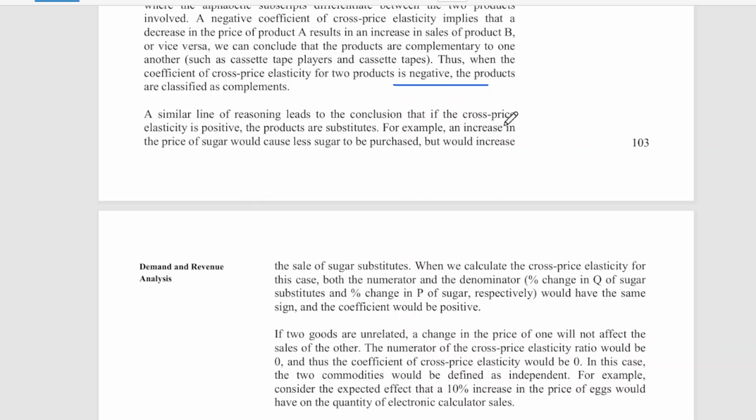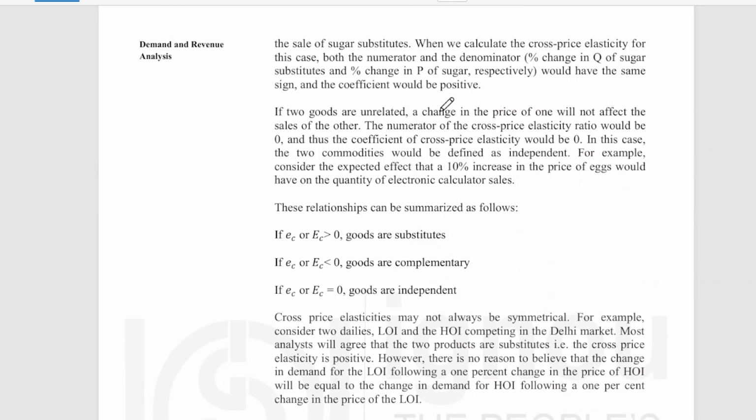And a similar line of reasoning leads to the conclusion that if the cross price elasticity is positive, the products are substitutes. An example: an increase in the price of sugar would cause less sugar to be purchased but would increase the sale of sugar substitute. And when we calculate the cross price elasticity for this case, both the numerator and the denominator would have the same sign and the coefficient would be positive.